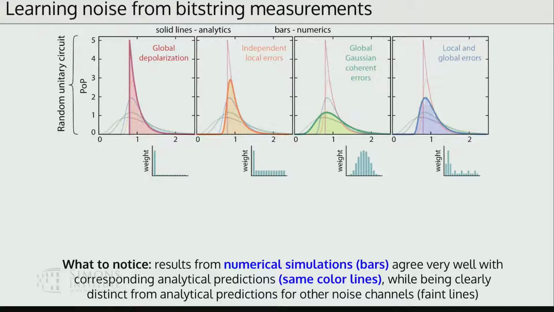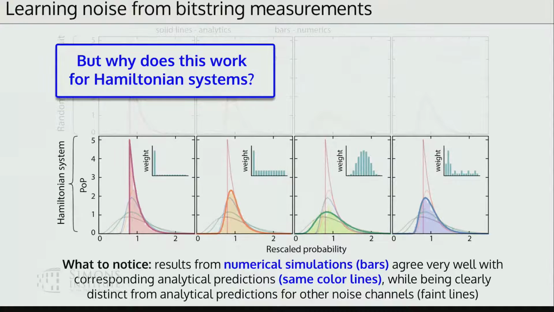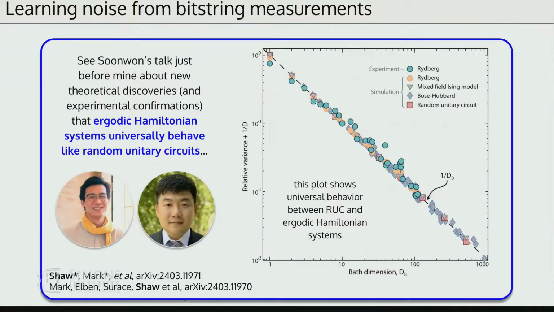And then you don't only have this for RUCs, but you can also do this for Hamiltonian systems. Here's a simulation, for instance, of a mixed field Ising model type system. The key thing to note here is, why does this actually work for Hamiltonian systems? This basically goes back to what Sunwon was talking about in the last talk, that a lot of the work that we've done over the last few years is extensive theory work to basically show that most of the statements that you can make about RUC type systems, you can also make about these ergodic analog quantum simulator systems implementing time-independent Hamiltonian dynamics.